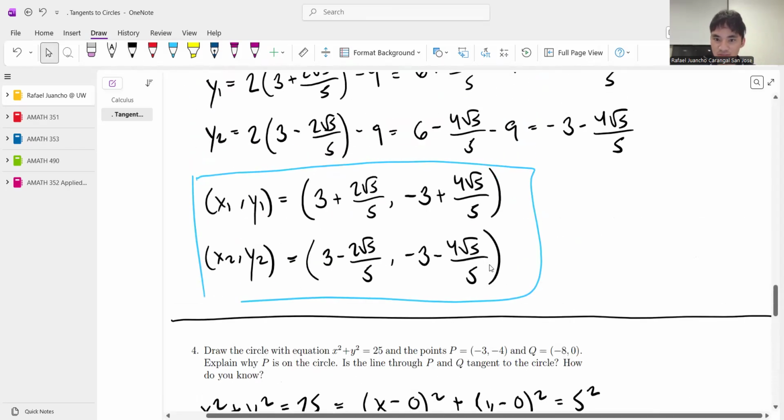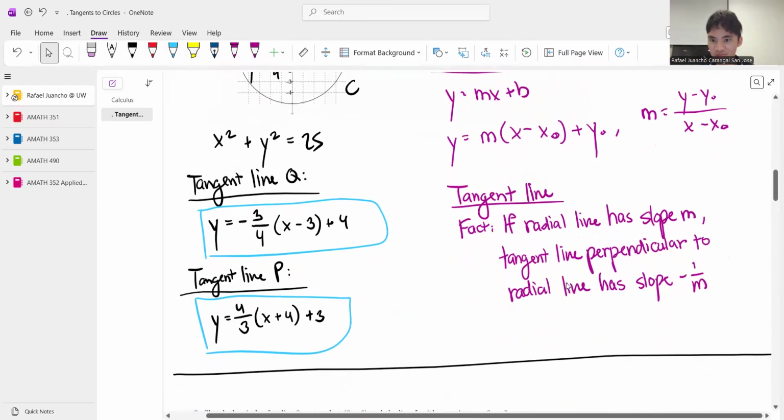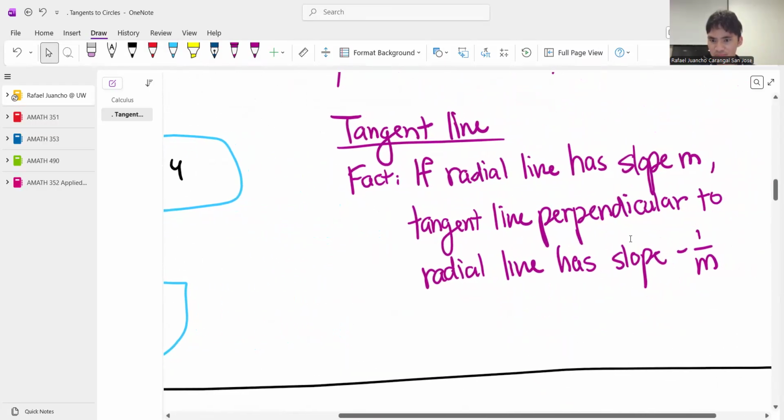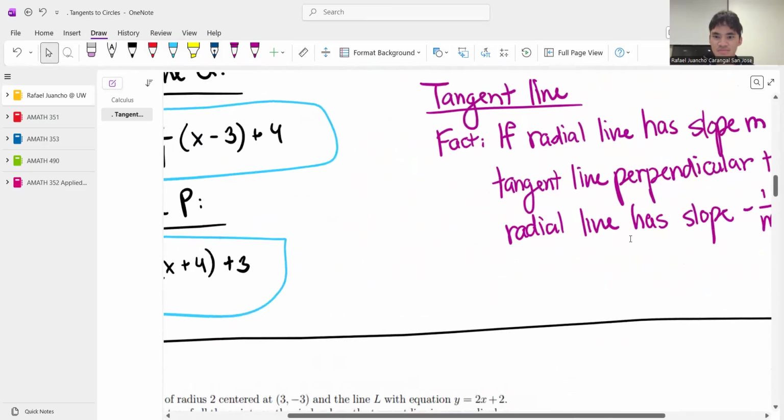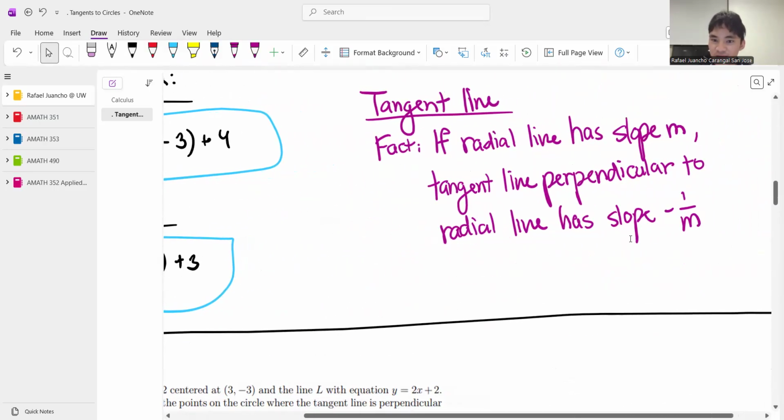They're not negative reciprocals of each other, hence they're not tangent. How did I know this? I looked at this fun fact that we discussed in, what was it? The previous video.